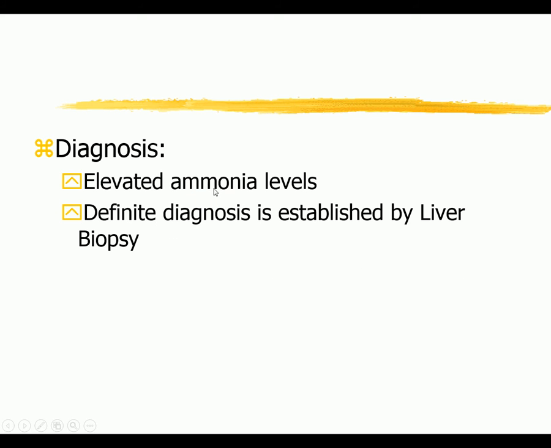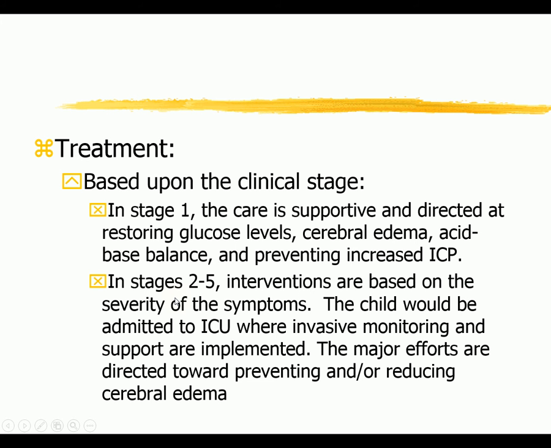Diagnosis is made by elevated ammonia levels because the liver's not working well. It's a byproduct of protein metabolism. And the definite diagnosis is made by a liver biopsy. Treatment, again, if you catch it early in stage 1, it's mainly supportive. Stages 2 through 5, you're going to have more interventions, and they're going to be in an intensive care unit, and you're going to be trying to prevent and reduce cerebral edema.